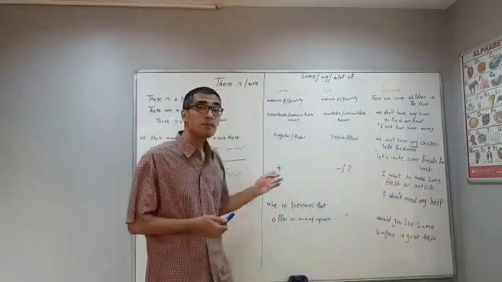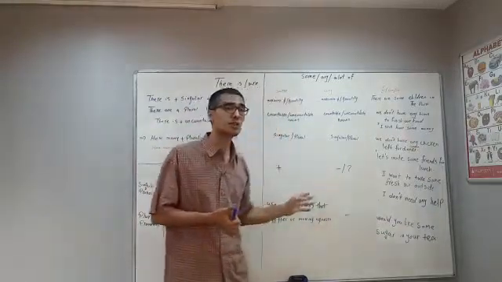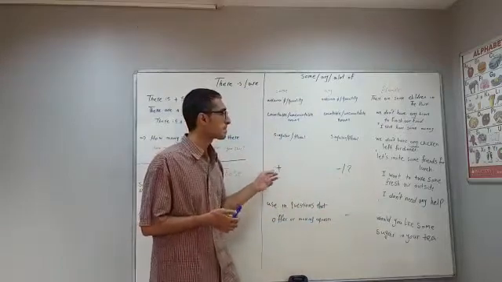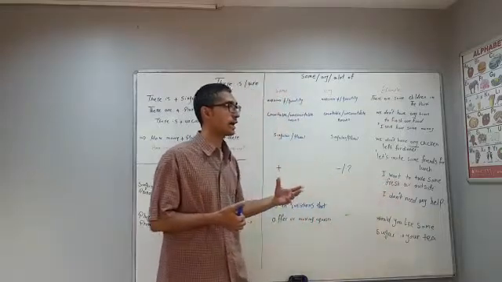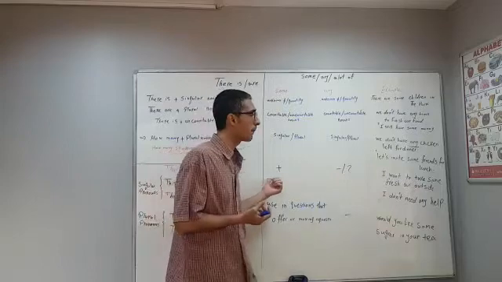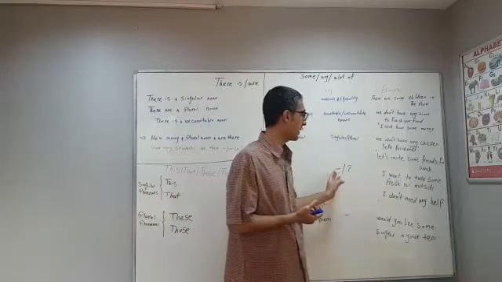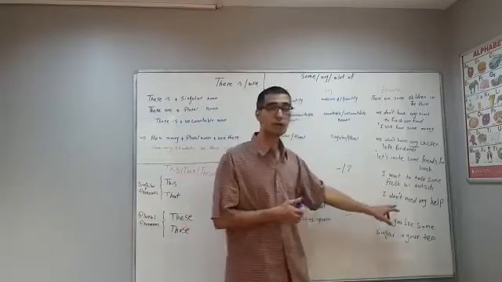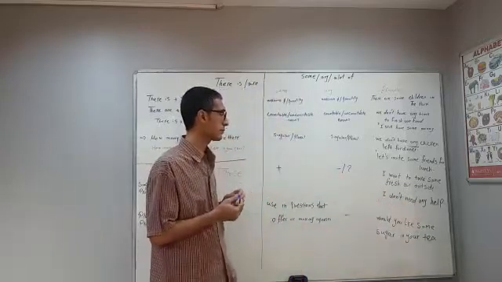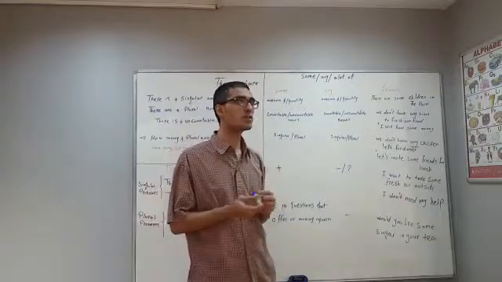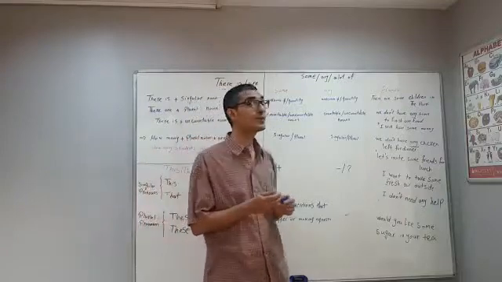We use some for positive sentences, any for negative and question form. Okay, remember this. For example, I want to take some fresh air outside. This is a positive sentence, so we use some. But if, for example, I want to say it in question form or negative form, look at here. I don't need any help. This is negative and we use any. Or, for example, for question form, we can say, do you need any help?